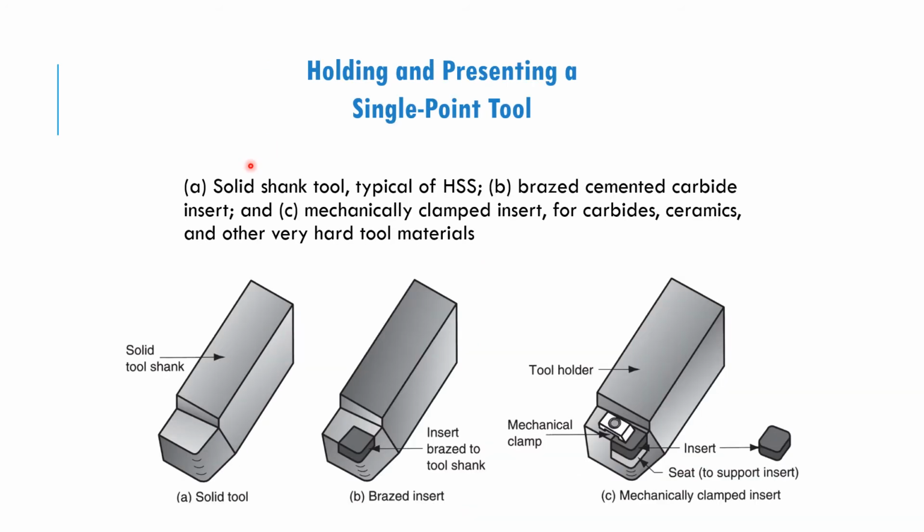Now let us see the types of holding and presenting a single point tool. The first one, A, is a solid tool, where the whole thing is the same material. This one is usually a tool made of HSS. B is a brazed insert. There are certain inserts that are brazed to the material here, so this one is not movable. If you want to replace this one, you have to take it out and then replace and braze it again to the tool shank.